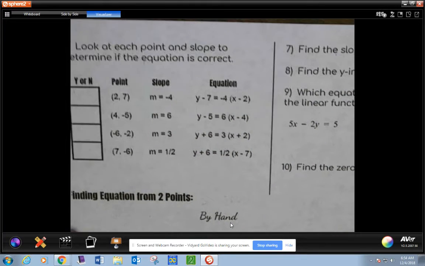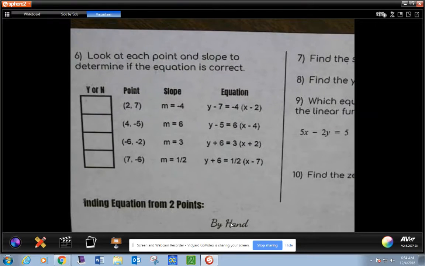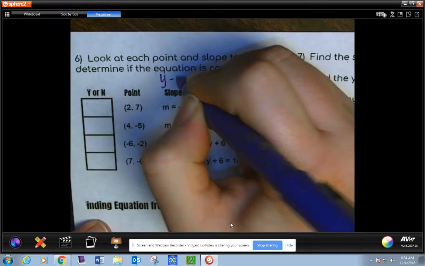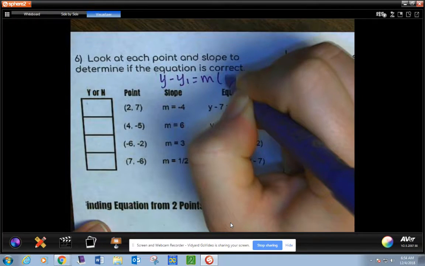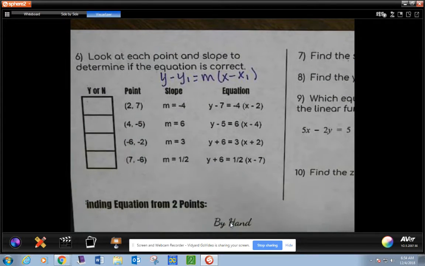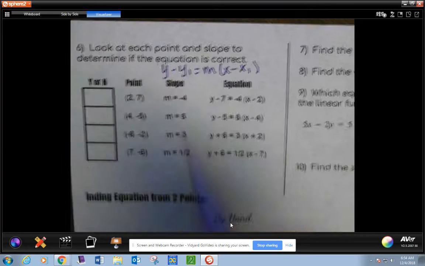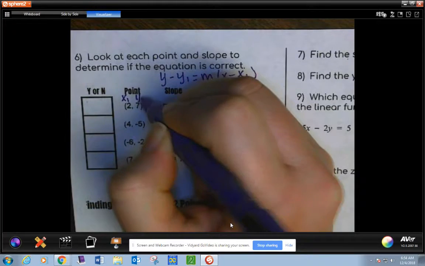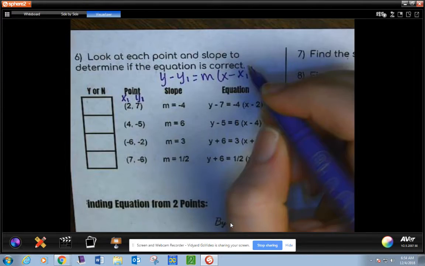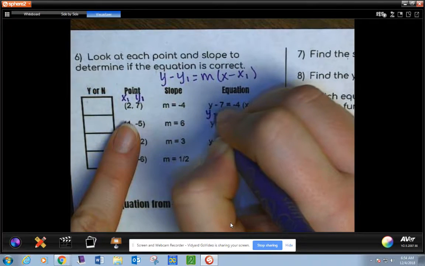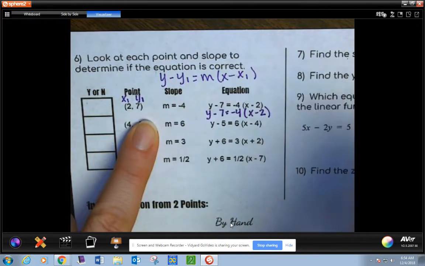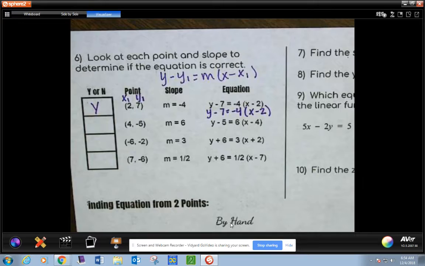In problem number 6, it says look at each point and slope to determine if the equation is right. And if you look at the equation, they're using point slope, which is y minus y1 equals m times x minus x1. So all I need you to do is write yes or no if they're plugged in correctly. So remember, in a point, this is x1 and this is y1. M is slope. So I'm just going to plug in these formulas and write it right underneath to see if I get the same thing. I'm going to do y minus 7 equals m is negative 4 times x minus 2. And theirs looks like mine, so this is a yes.